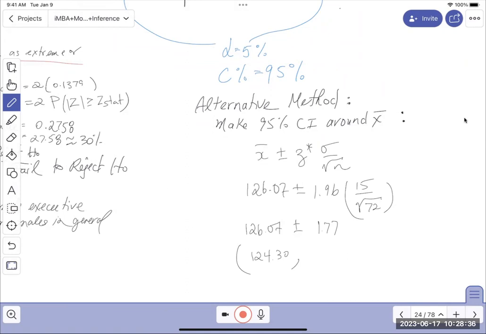I feel like I did something wrong. I missed the 1.96. What did I do? 15 divided by the square root of 72, times 1.96. Yeah, 3.46 is the margin. I'm just going to round to 2 decimal places.